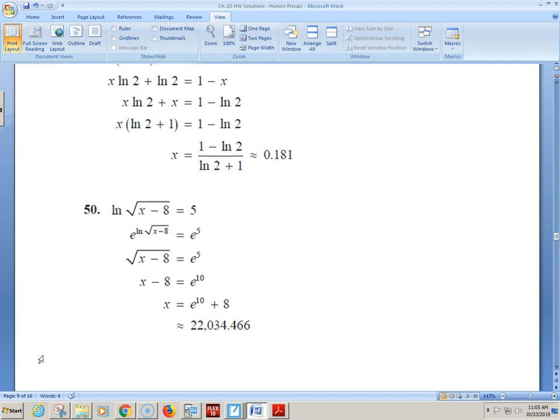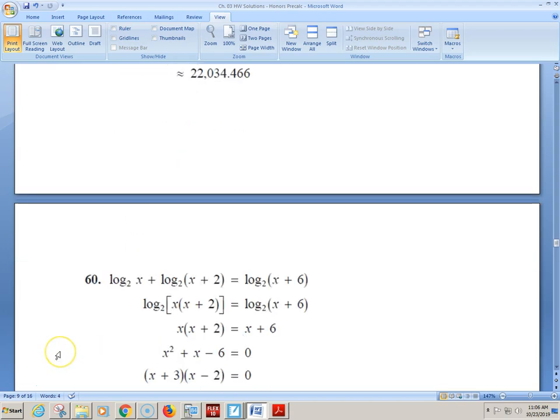E to the 10th plus 8. Once again, kind of answering Emily's question, but guys, the decimal is only there for you to help make it match. This is the preferred answer, e to the 10th plus 8. It's definitely the preferred answer.